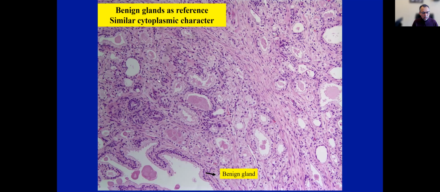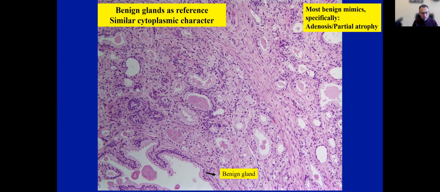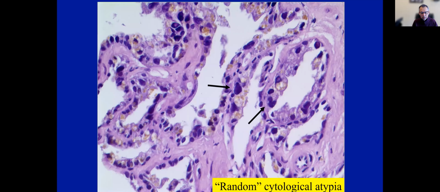Here is, again, always I ask you to keep benign gland as a reference point. So when you keep benign gland as a reference, you can see that these abnormal looking glands have identical cytoplasmic and cytological characteristics. So this is an example of adenosis, but partial atrophy can also have similar pale cytoplasm. But keep in mind that when you deal with this small glandular proliferation, look for this cytoplasmic and these other particular features before you make a cancer diagnosis.